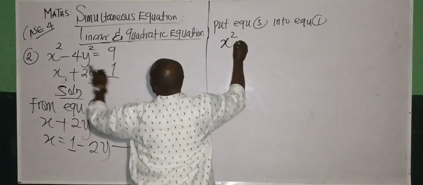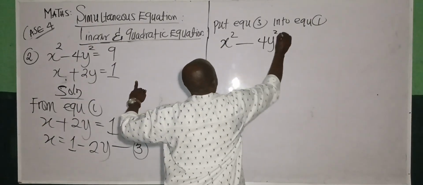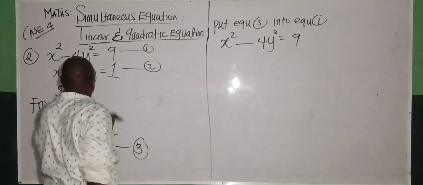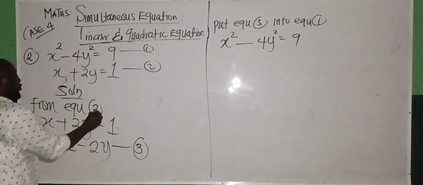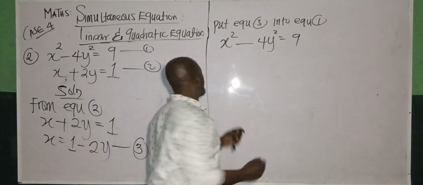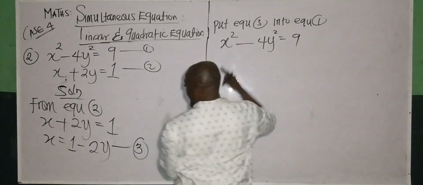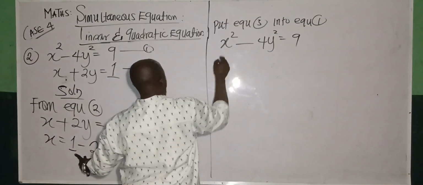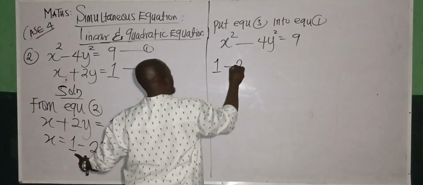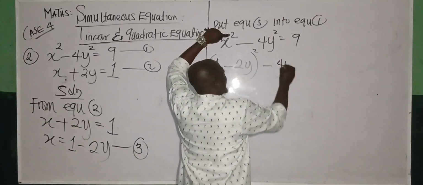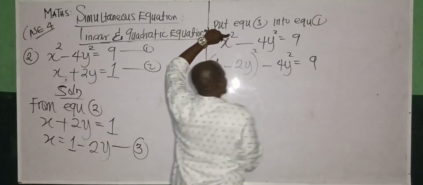This is x squared minus 4y squared equals 1. Please note that this is my equation 1 and this is my equation 2. So here it's supposed to be from equation 2, please. From equation 2, make x the subject of the formula or make y. It's up to you. Here, anywhere I see x now, because it's x we made, I'll put this one. So here is x now, I'll put 1 minus 2y all squared. Please, this one is having square. Then minus 4y squared.